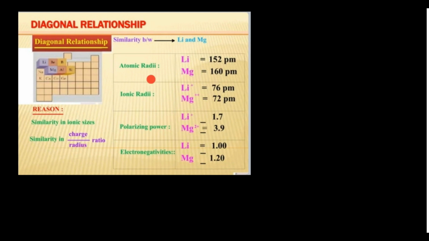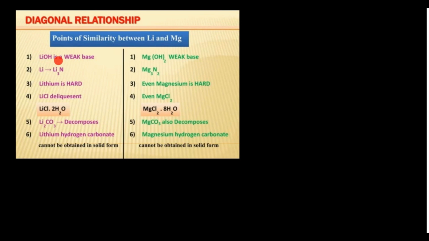Atomic radii, if you compare: lithium is 152, magnesium is 160, very similar. Ionic radii again 76 and 72, very similar. Polarizing power 1.7 and 3.9, however, the difference is quite high. And electronegativities are quite similar. Points of similarity between them.